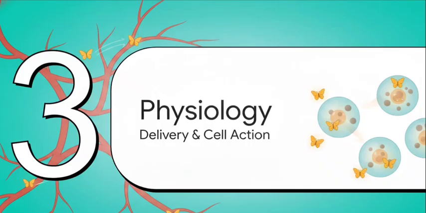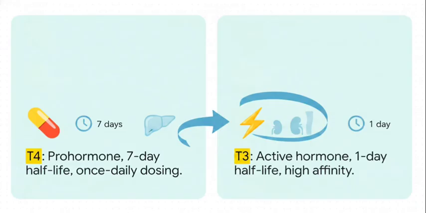Let's move into Section 3, Physiology, Delivery, and Cellular Action. So there is a stark contrast between our two main hormones, T4 and T3. The thyroid mostly secretes T4, but T4 is essentially a prohormone with a really long 7-day half-life. T3, on the other hand, is the biologically active powerhouse. It boasts a short 1-day half-life and 3 to 5 times greater affinity for cellular receptors.